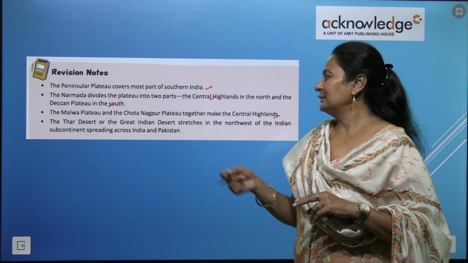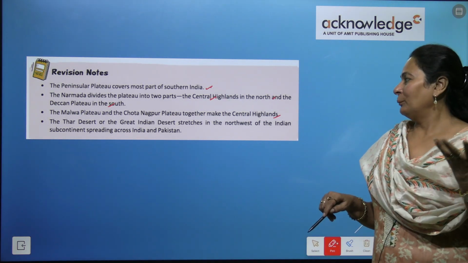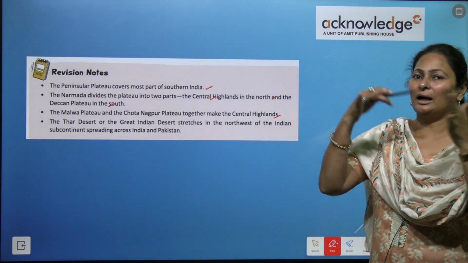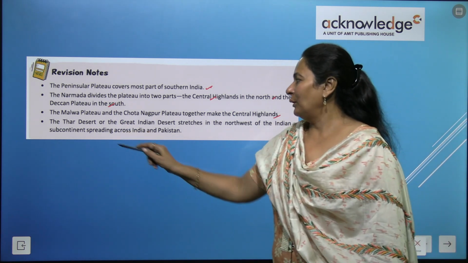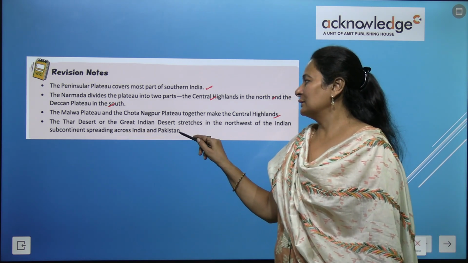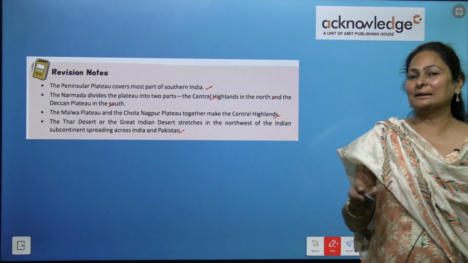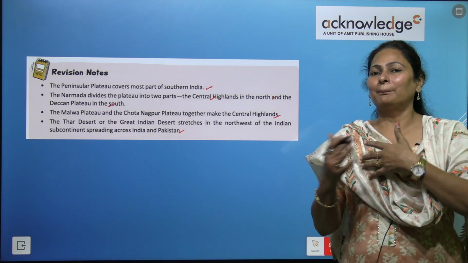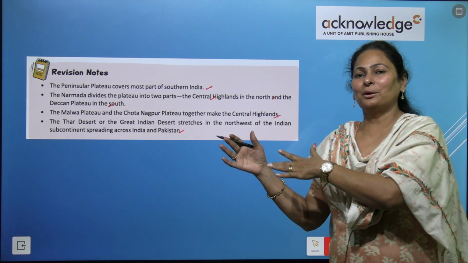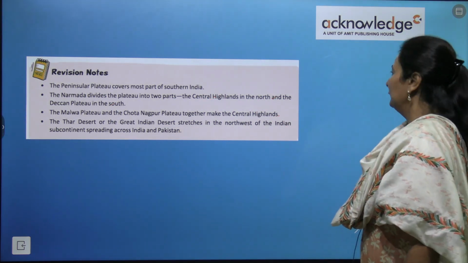The Thar Desert or the Great Indian Desert stretches across Rajasthan, Gujarat, Punjab, and Haryana, spreading across India and Pakistan too. And this desert separates India from Pakistan. It is the border between these two countries, right?